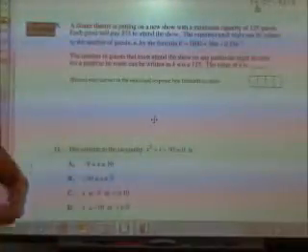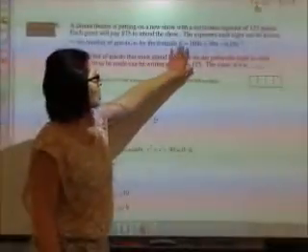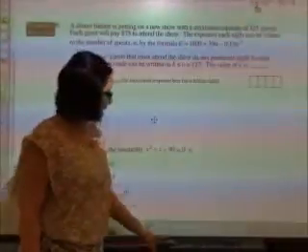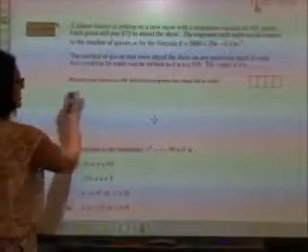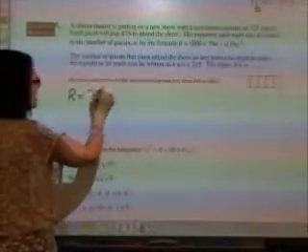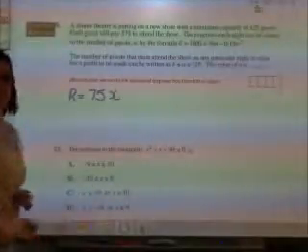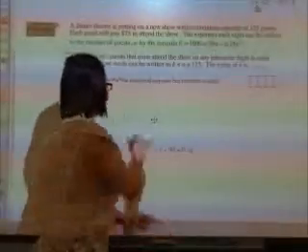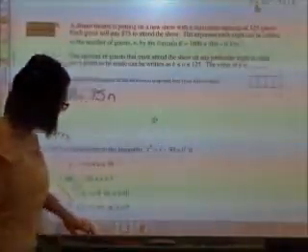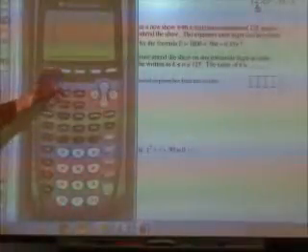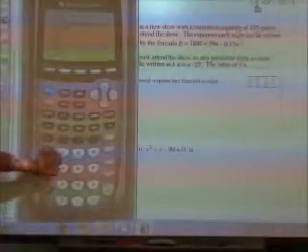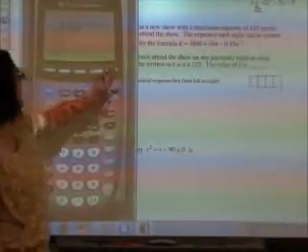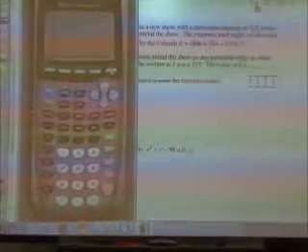I still need another portion. I need another line, and that other line comes from what the guests are paying. So this is my cost. This is my expenses. Now I need to figure out what my revenue is. My revenue is $75 per guest, where X, or N, is the number of guests, so it should be 75N. Now if I put that into my graphing calculator in Y2, 75X, and I graph it, there's this straight line.